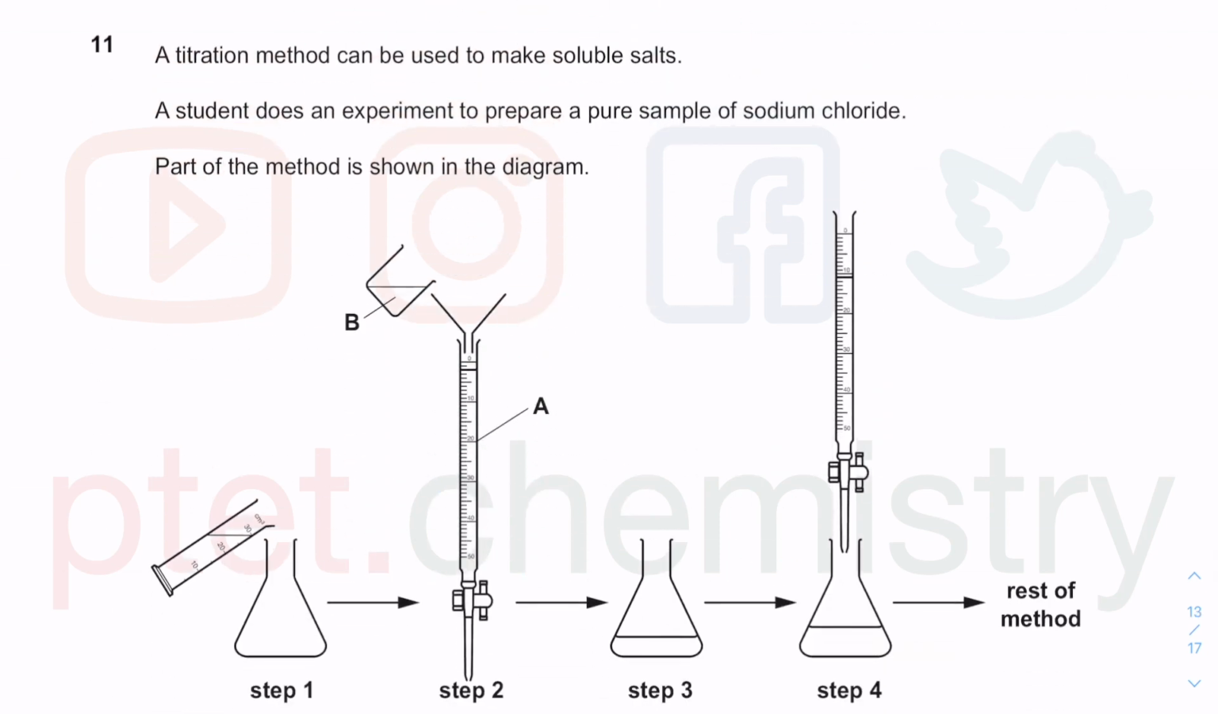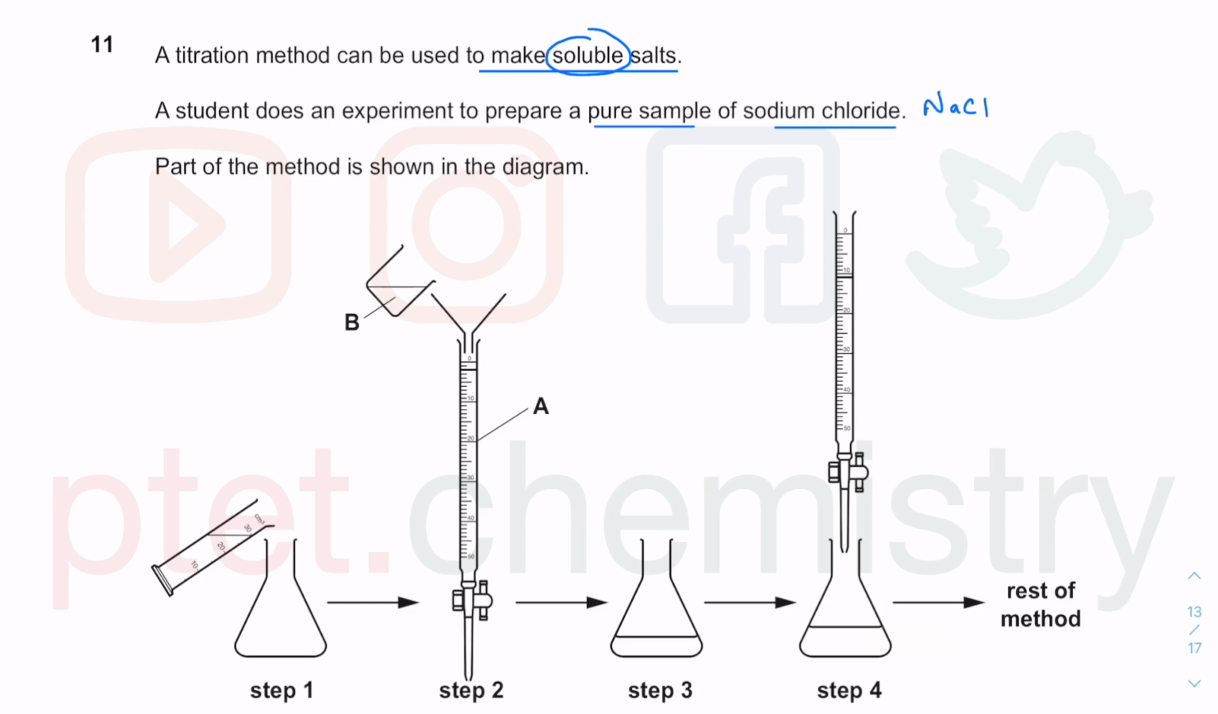Question 11, so this is about titration, but not really. It's about preparation of salt. This is about making soluble salt. So you want to prepare a pure sample. Sodium chloride is our table salt. We know it is soluble in water. So part of that method involved doing titration. Titration between something and something to get sodium chloride.